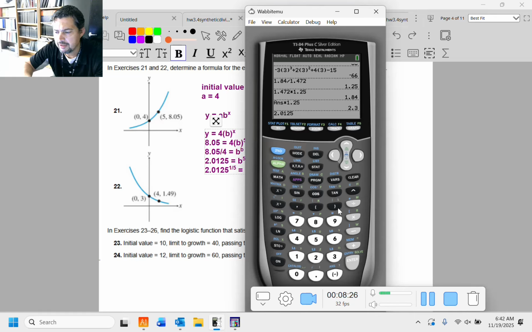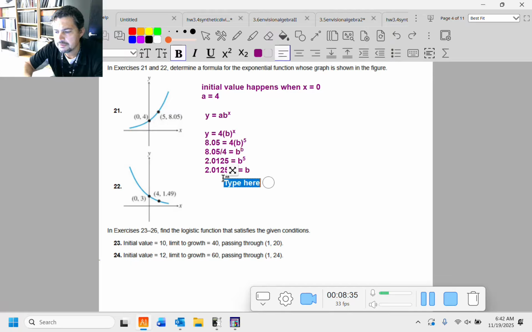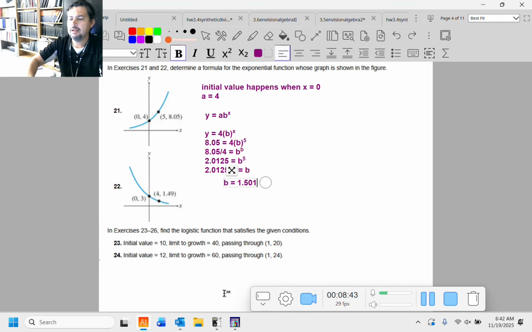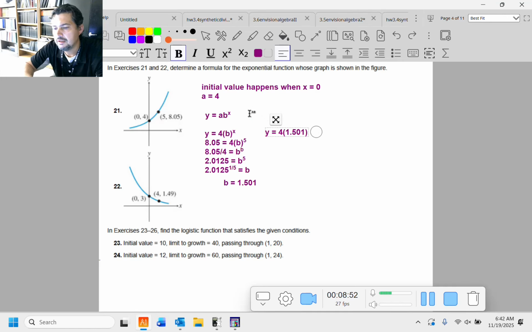I want to figure it out, but I also don't want to open up that part of my brain right now. 1.501. Ta-da! All right, so the full equation here: y equals 4 times 1.501 to the x. Easy peasy, lemon squeezy. 23 and 24 require the logistic function.